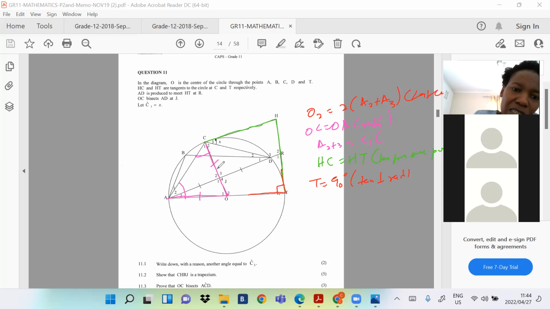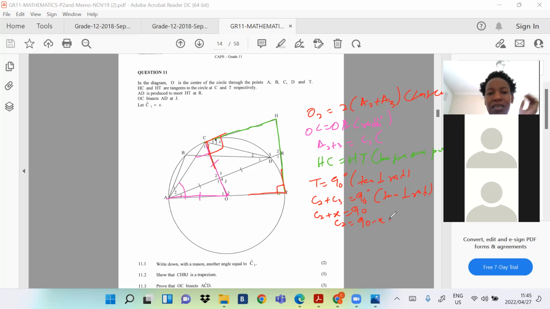Also, can you see that? This is a radius, that's a tangent, right? This angle will be 90. C2 plus C3 is equal to 90 because a tangent is perpendicular to a radius. But you see C2 is X. That means C3 is 90 minus X. Okay.